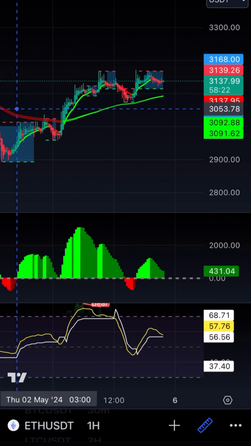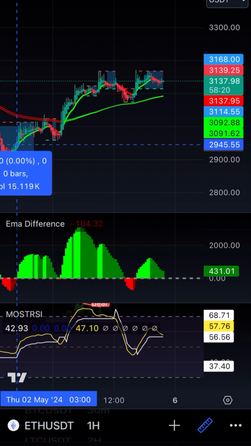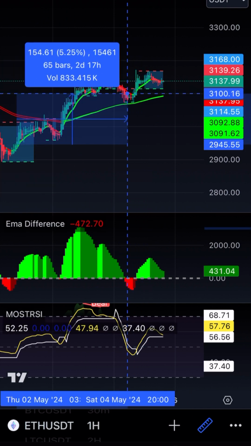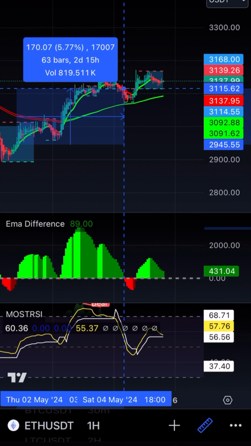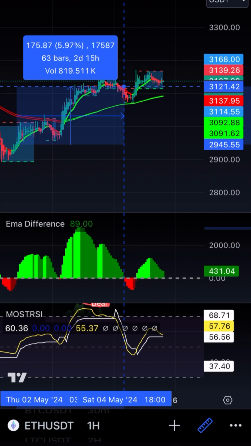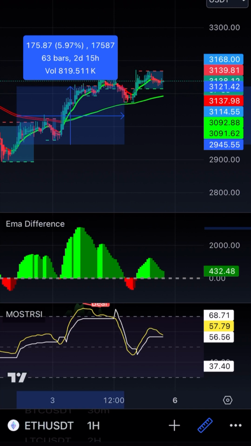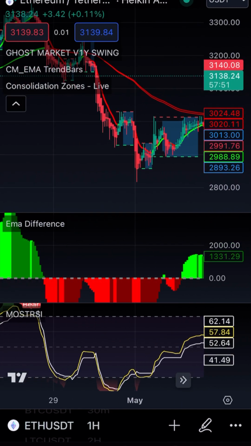So right here is when it turned light green. If we rode this out all the way to right here, which is when it switched to a red. So this is cross to cross. This is 17,587 pips. So I think this is probably about $175. I think. Let's do one more with Ethereum.